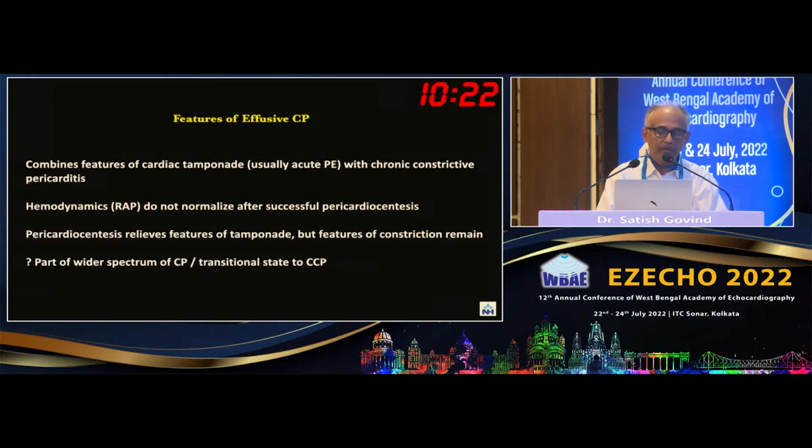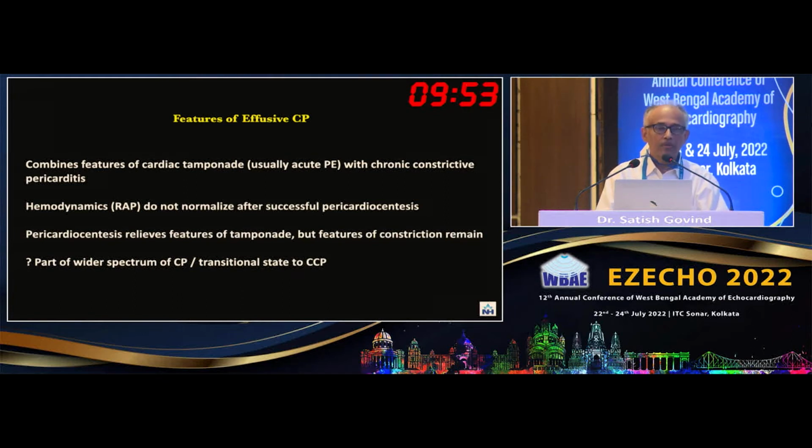A brief look at effusive constrictive pericarditis. This is another entity. It combines features of tamponade, and this happens usually in the presence of acute pericardial effusion, in combination with the chronic constrictive pericarditis. So here, even after successful pericardiocentesis because of the tamponade, the hemodynamics, especially the right atrial pressure, does not normalize, and that's when the alertness has to be there. That means the features of constriction are going to be there.